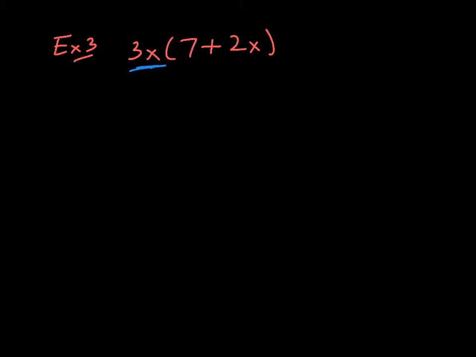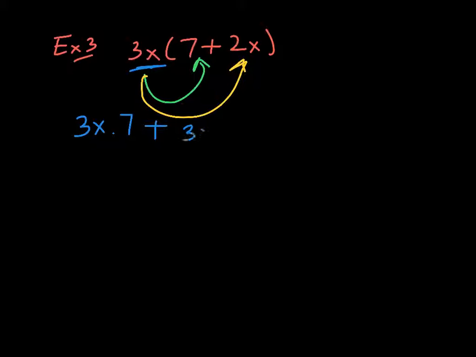We're going to have to distribute the term that is outside the bracket to all the contents of the bracket. So we distribute it to 7, and then we also distribute it to 2x. So we write it out as 3x multiplied by 7 plus 3x multiplied by 2x. Remember, 3x multiplied by 7 is the same as 3 times x times 7 plus 3 times x times 2 times x.